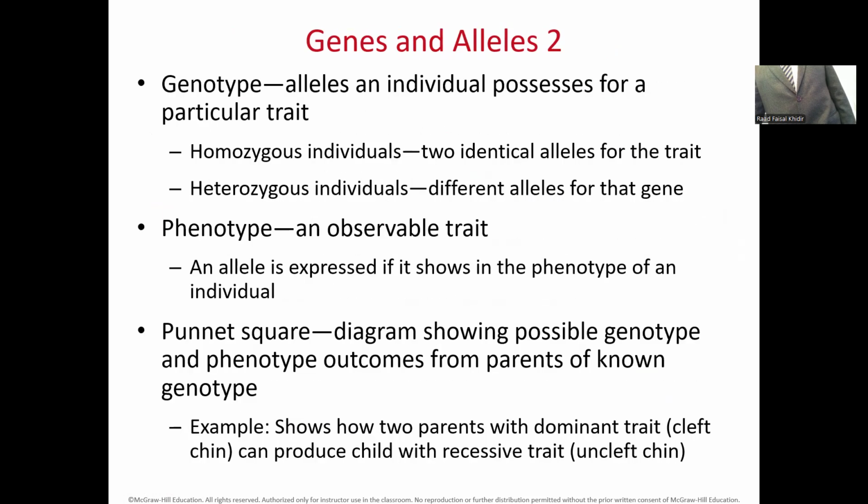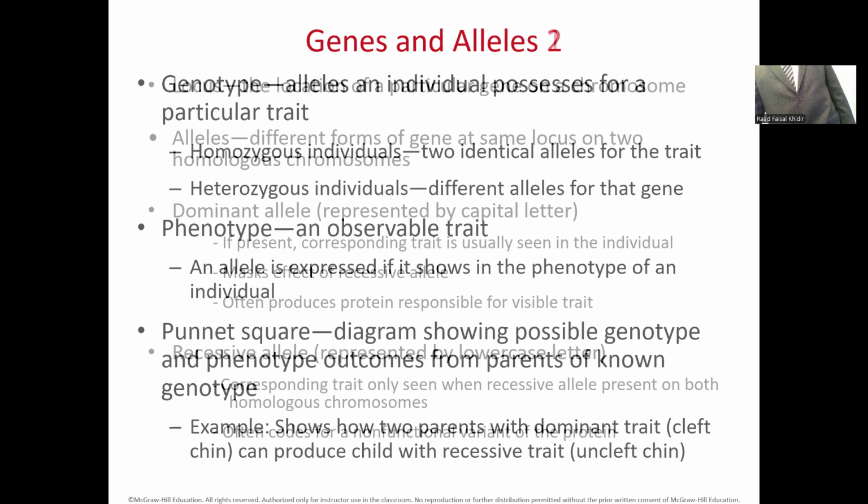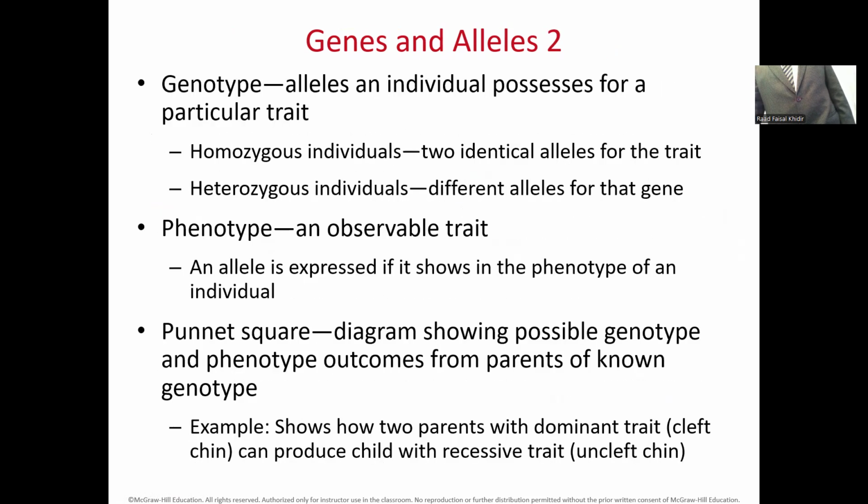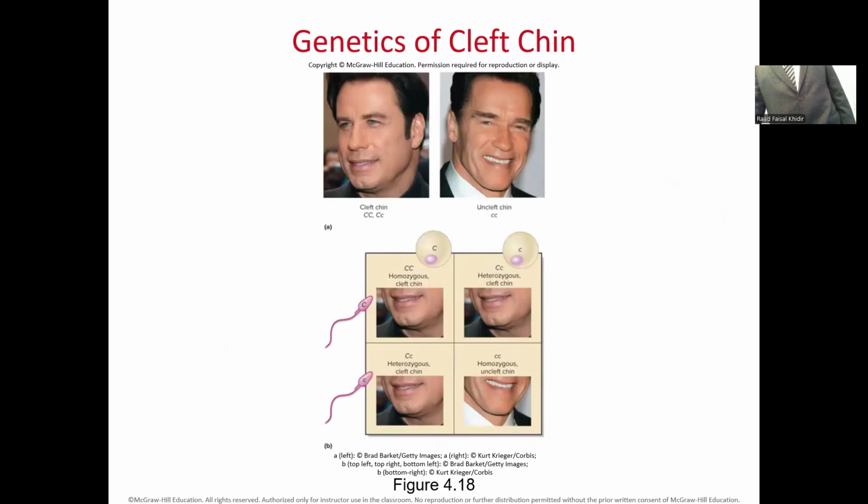A dominant allele is the allele that's going to ensure that a dominant trait is passed, while the recessive allele is the allele that's going to represent the weaker trait. Okay, so that shows you here, we pair up. If you have 2 homozygous dominant, you end up with a dominant trait. And if you have 2 homozygous recessive, you end up with an uncleft chin.